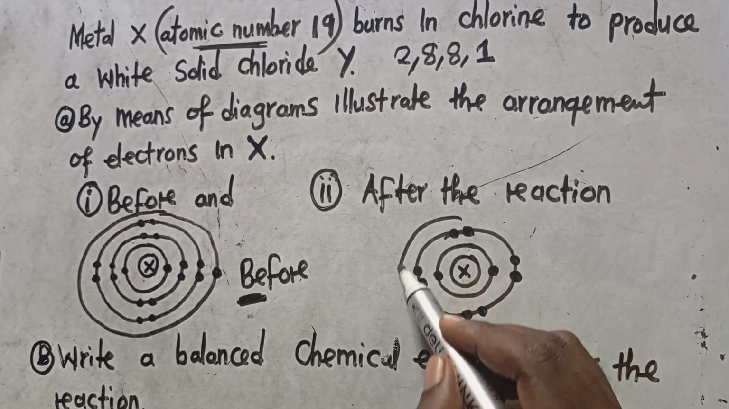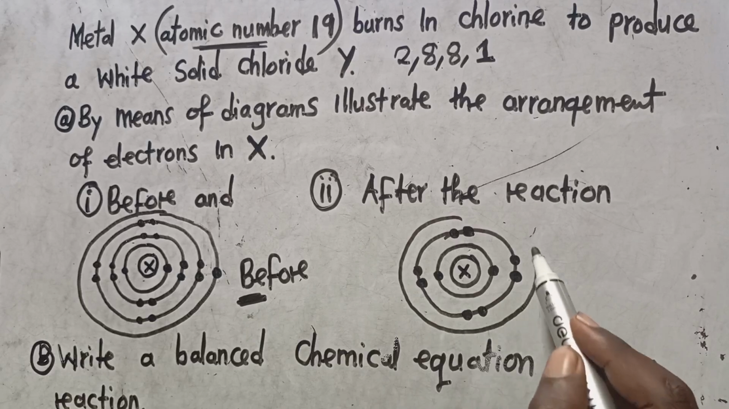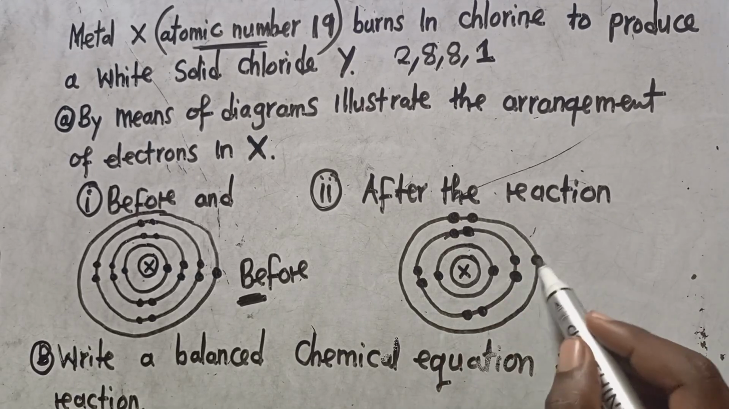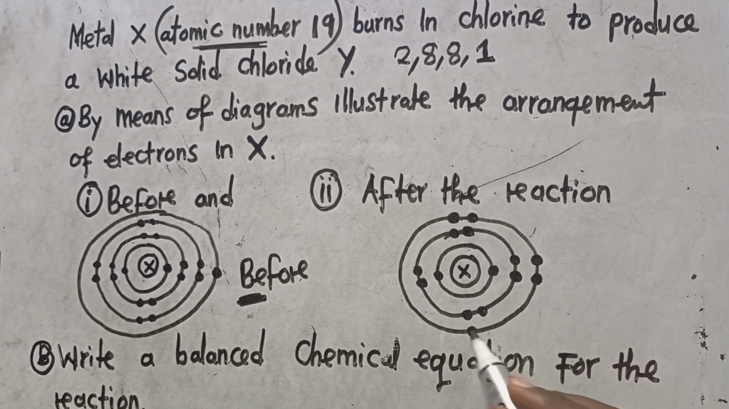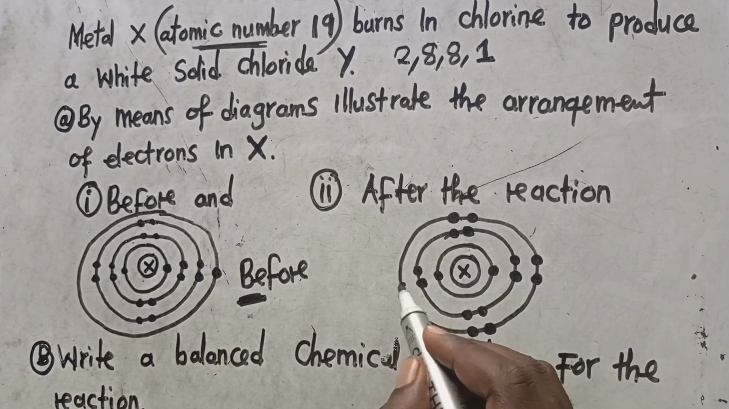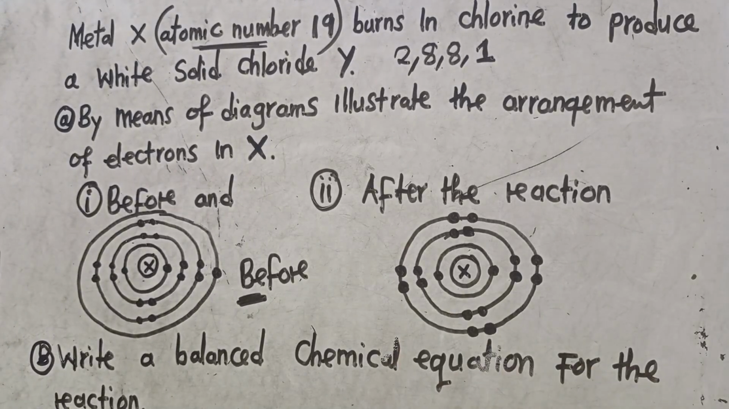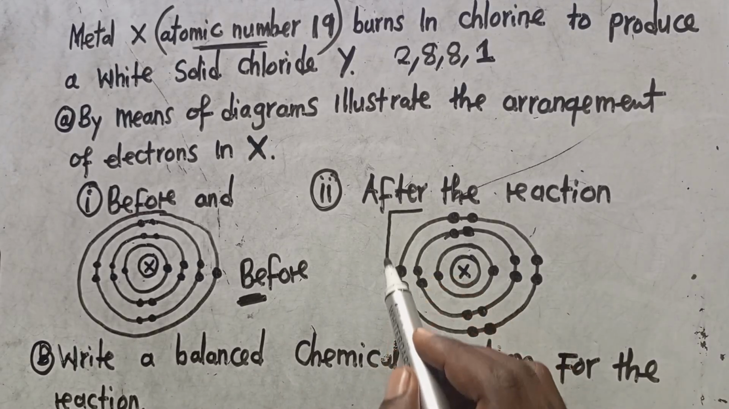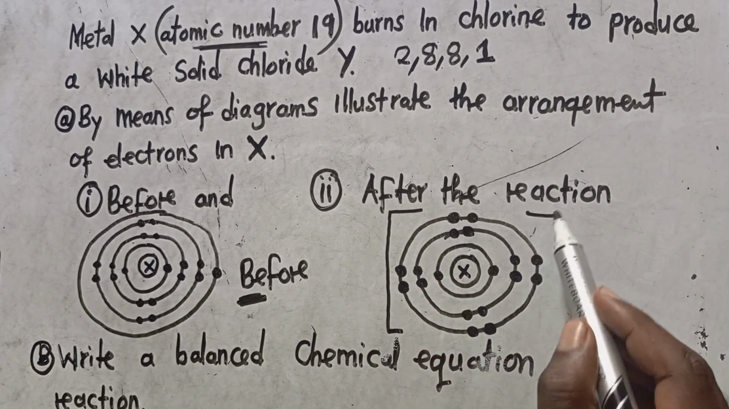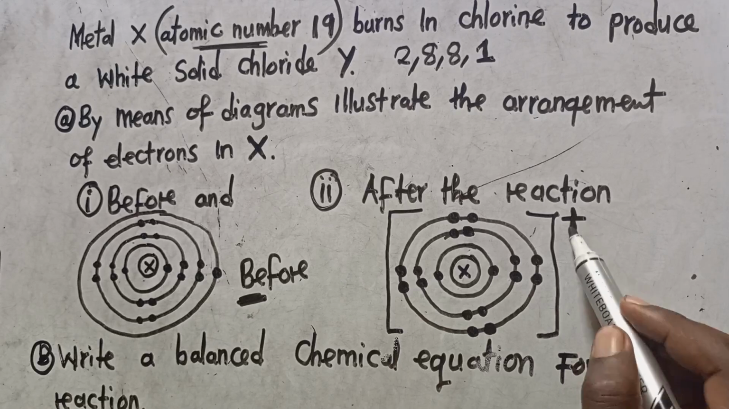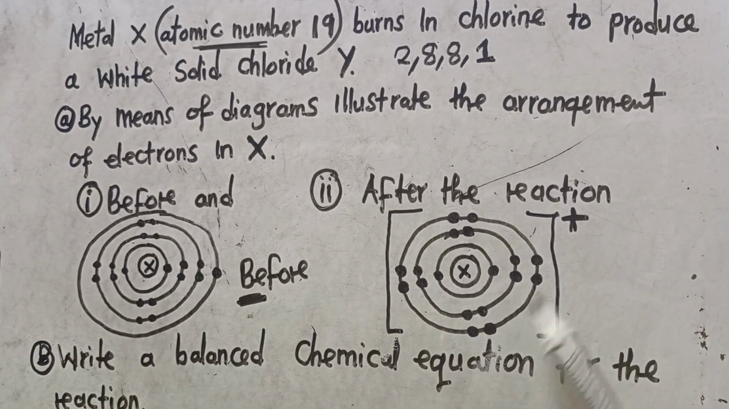Even this shell that is here is going to contain 8 electrons. So I am supposed to put 8 electrons there. Since this is charged, meaning that it has lost some electrons, I write it like this. It has lost how many electrons? 1. So I'm going to put a positive there. So after the reaction, it is going to look like this.